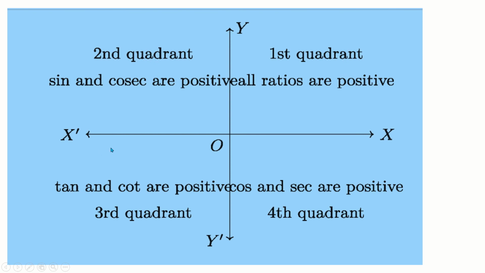Here are given X to X prime and Y prime. One is a horizontal line and another is a vertical line, which intersect each other at a point O. So here they make four quadrants in total: first quadrant, second quadrant, third quadrant and fourth quadrant. The angle revolving anti-clockwise is positive, and clockwise is negative. We know this.